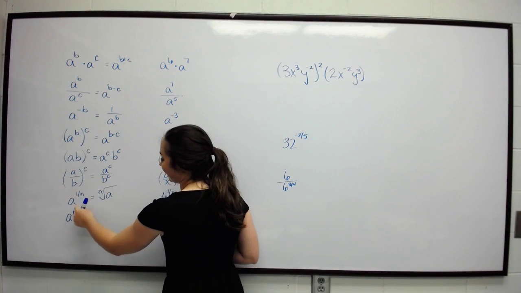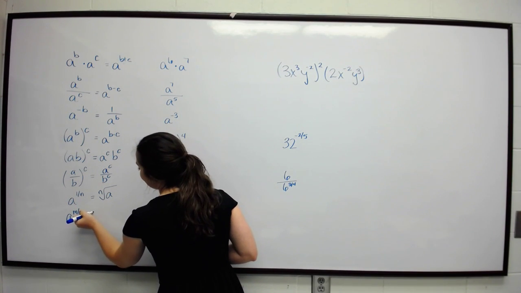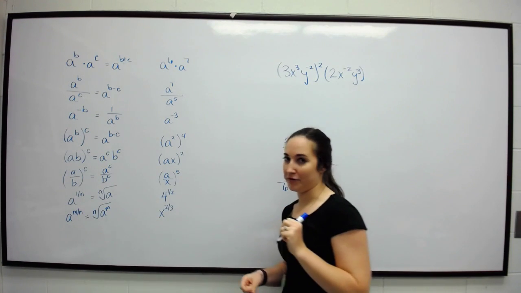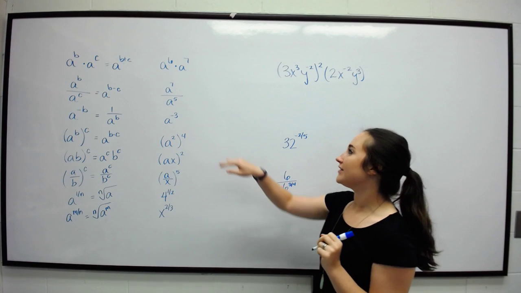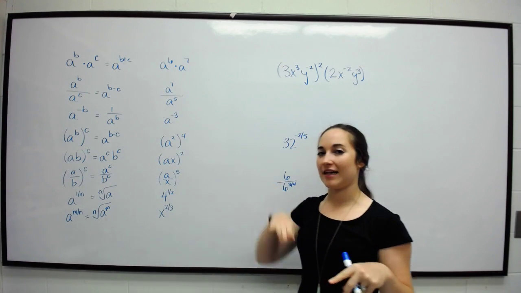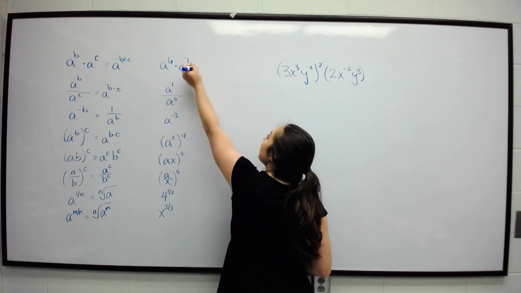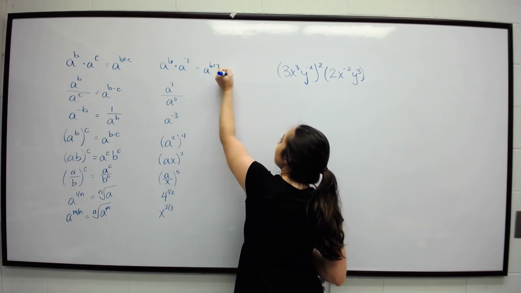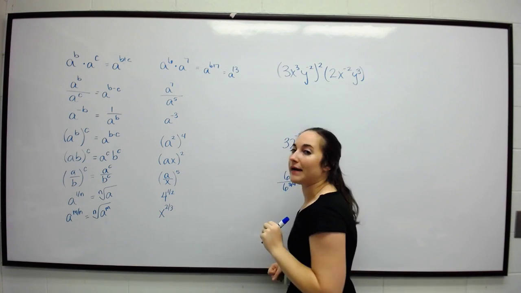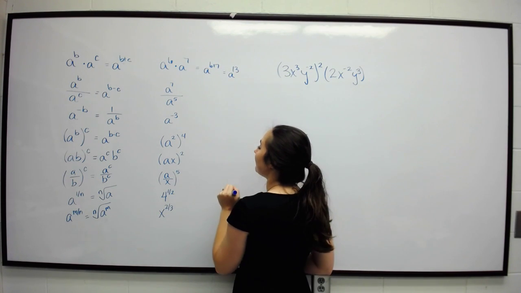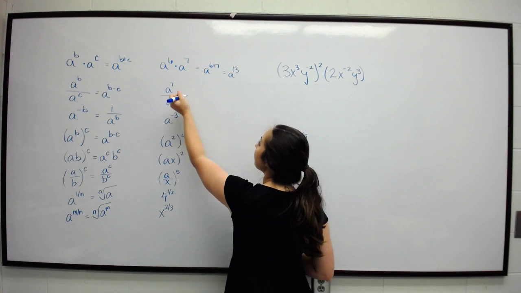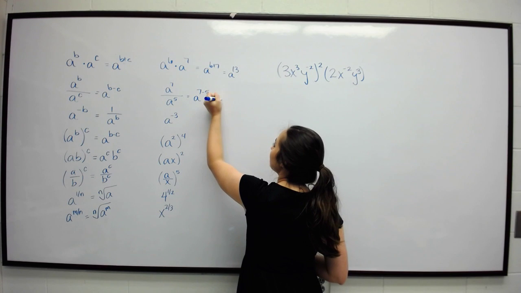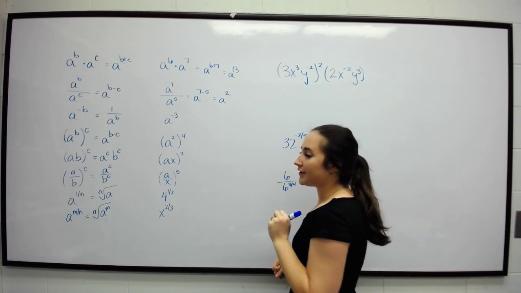Here we have a to the m over n power. We can rewrite that as the nth root of a to the m power. Alright, so let's practice those. Here we have a to the 6th times a to the 7th. We can rewrite that as a to the 6 plus 7 power, which would be a to the 13th power. Here we have a to the 7th over a to the 5th. We can rewrite that as a to the 7 minus 5 power, which would just be a squared.